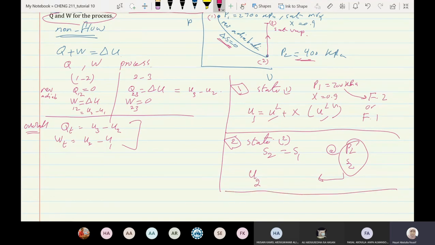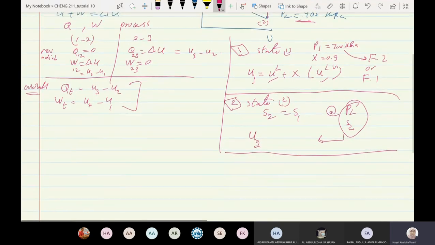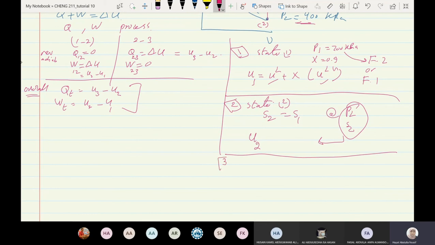That's it, full stop. I will not go into the details of how to get it, because based on its property, if it is superheated, you will get it from table F2. If it is saturated, you will get it from table F2, but the first two columns. Khalas, full stop.